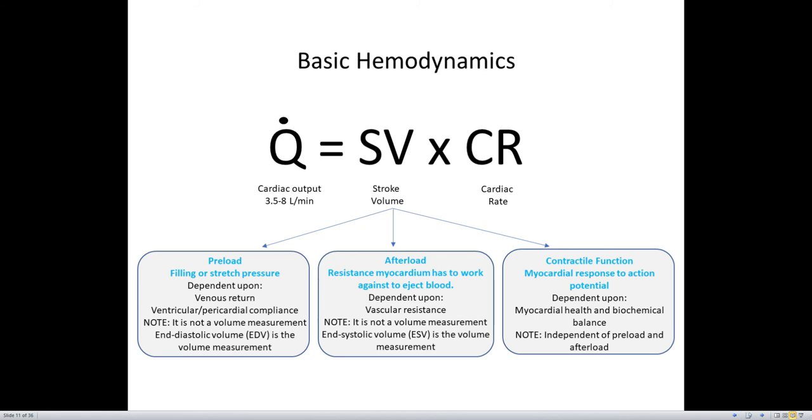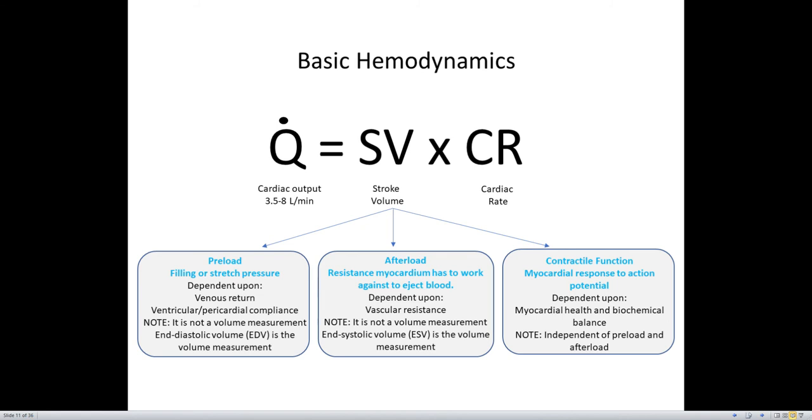Importantly, it's not a volume measurement. End diastolic volume is the volume measurement. Sometimes preload and EDV are confused. So keep in mind that preload is a pressure measurement. It's a stretch pressure generated as the ventricles expand with blood.